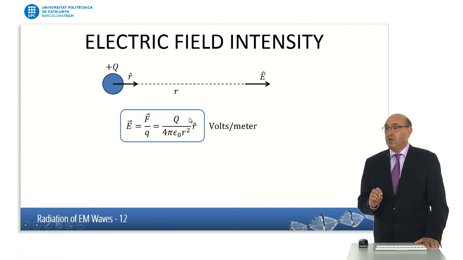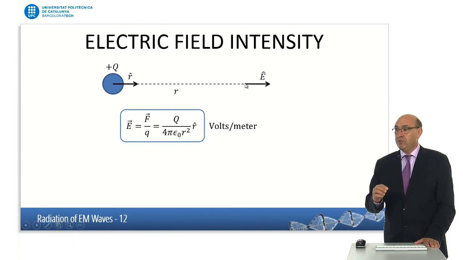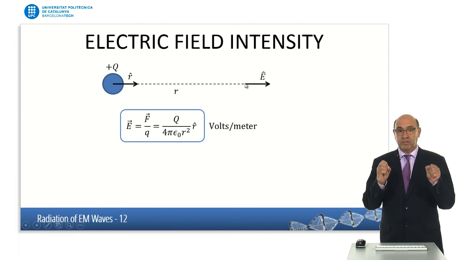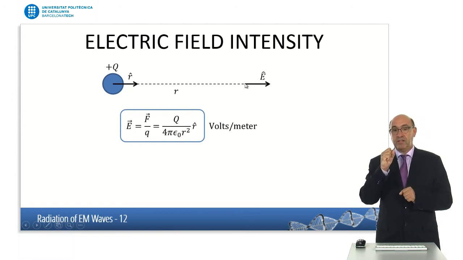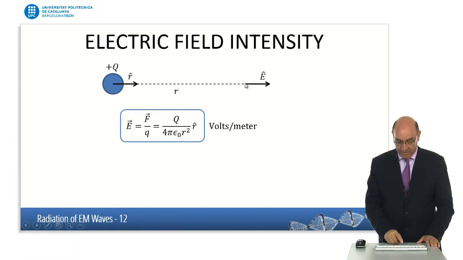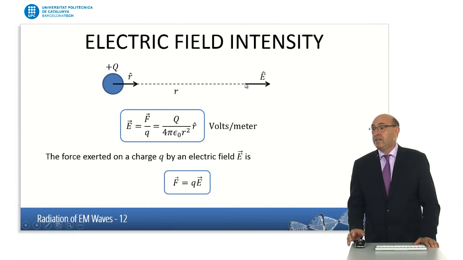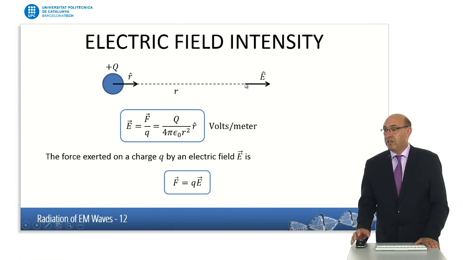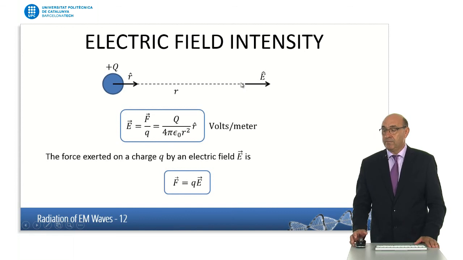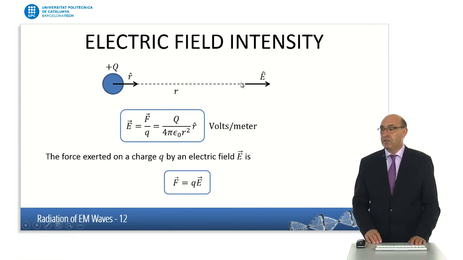Now, what happens if we just put a charge here in a point where there's an electric field? Then we go the other way and we say that if there is an electric field in a point and we put a charge there, then a force will be exerted on that charge. And the value of this force is just the product of the charge and the electric field. And this is the basic principle that we have to deal with.